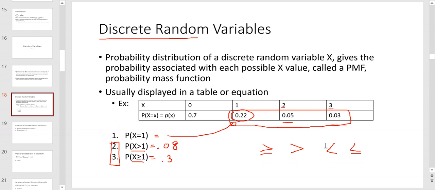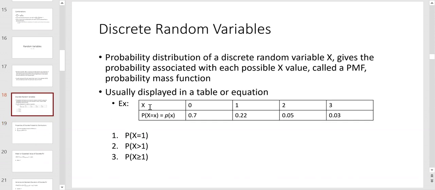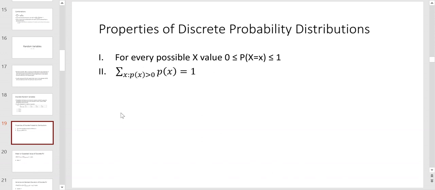Moving along, some properties of discrete probability distributions, like the one that we just saw expressed in the table. For every possible x value, the probability must be between 0 and 1 inclusive. Probability of 0 means that value will never happen. Probability of 1 means that value is certain to happen. Usually we're dealing in practical cases with something in between these two.